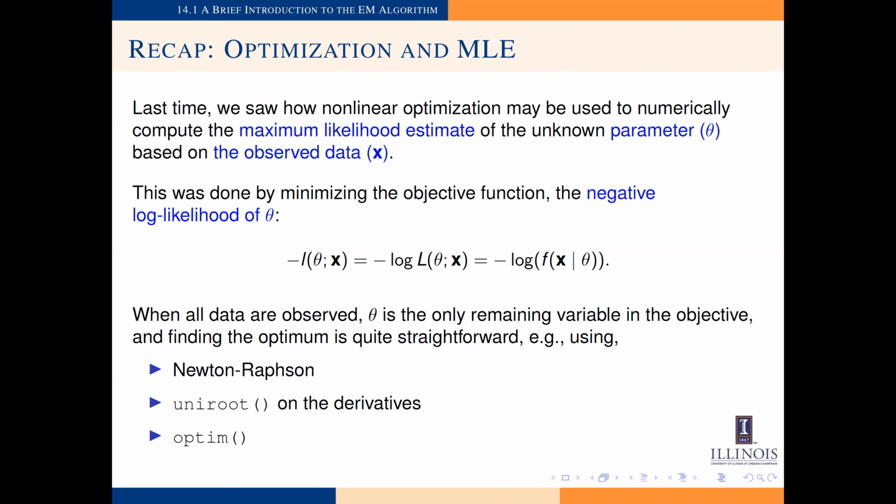When all of the data is observed, so when we observe all of the values of x, then we can plug all of the x's into the negative log likelihood. And the only remaining variable in the objective is theta. In this case, finding the optimum is quite straightforward. For example, using the Newton-Raphson method, or computing the derivatives first and then implementing uniroot to find the zero points. Or we also talked about using the built-in function optim inside R.